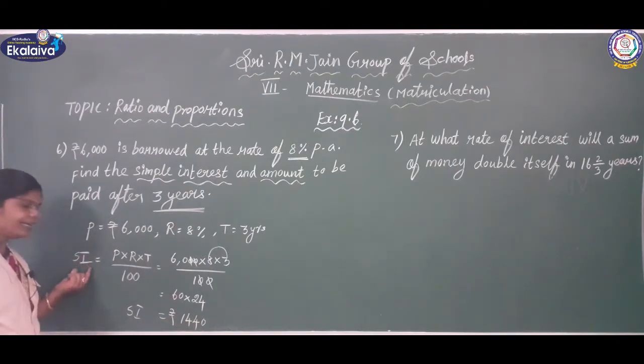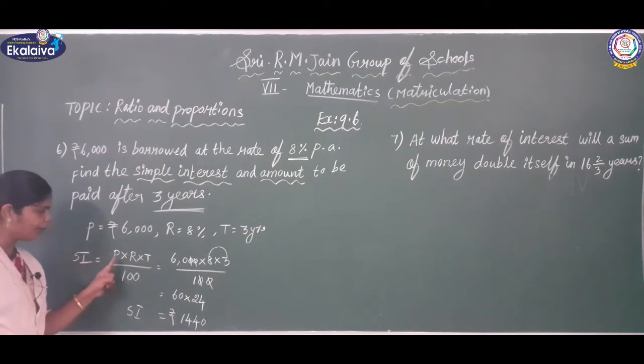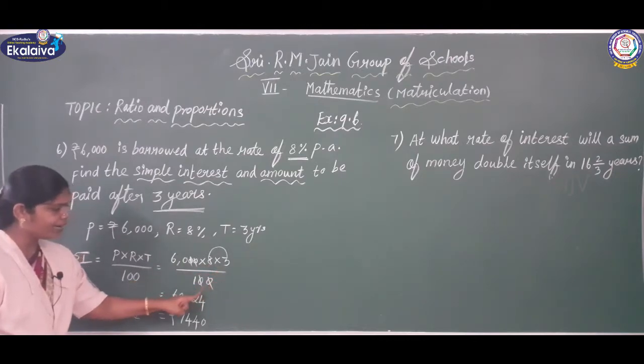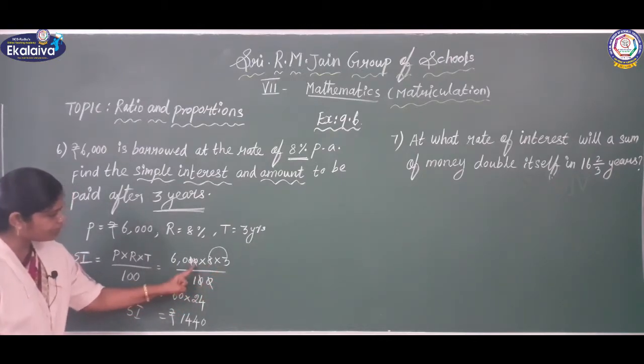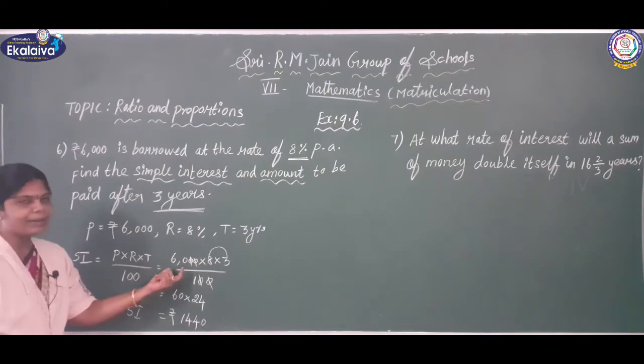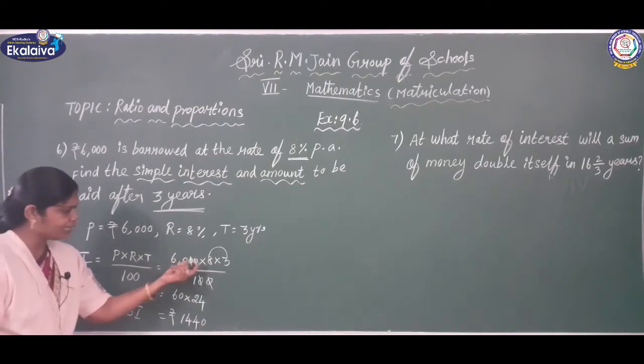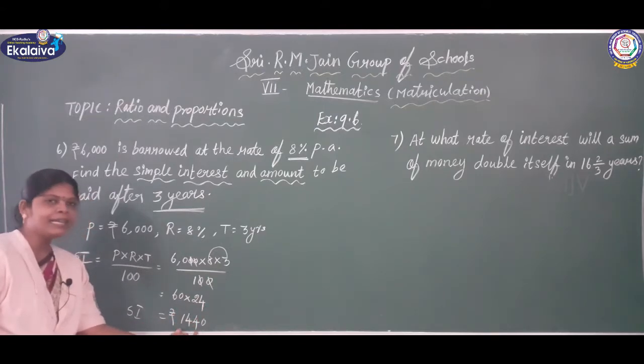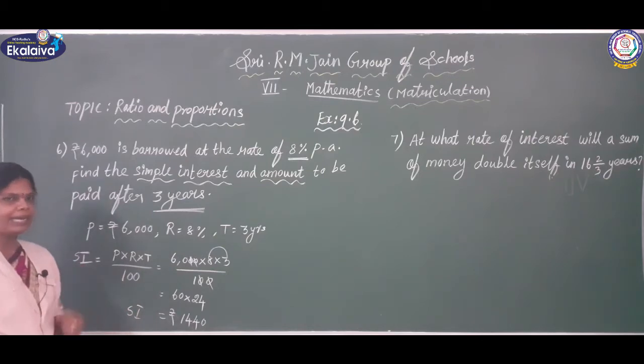So we are finding the simple interest. The formula PRT by 100, 6,000 into 8 into 3 divided by 100. So we cancelled these two zeros. What is remaining in the numerator? 60 into 8 into 3. When we multiply this, what we are getting? 1,440. This is the simple interest.